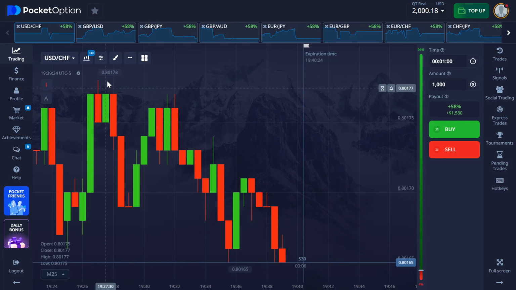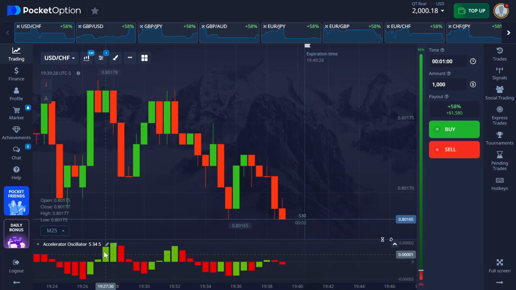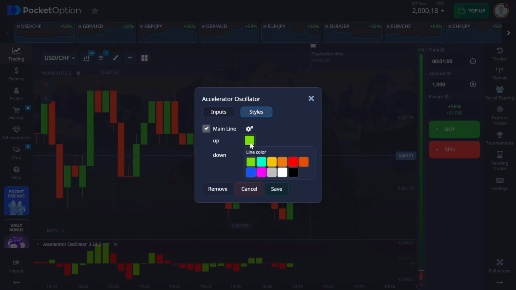For the first indicator, I'm going to choose the oscillator. Okay, the settings are going to be for the top here. Then I'm going to change the SMA period also. Then I'm going to change the top to white. I'm going to keep the red the same.